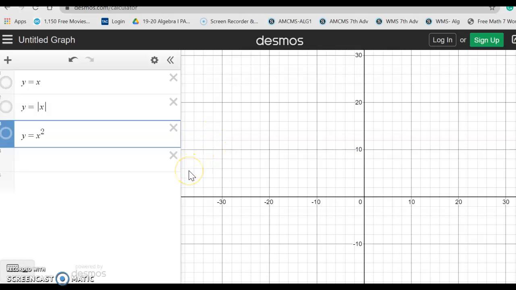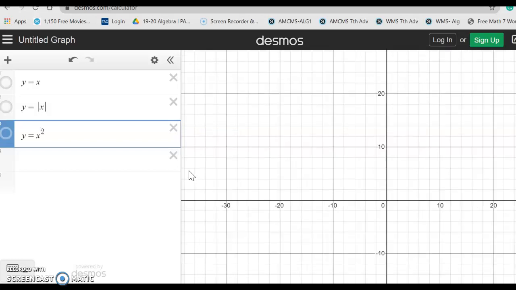An introduction to exponential functions. I'm going to go back and talk about some parent functions. We've already done three different types of equations. We did a line, y equals x. That's the parent function of the linear function.